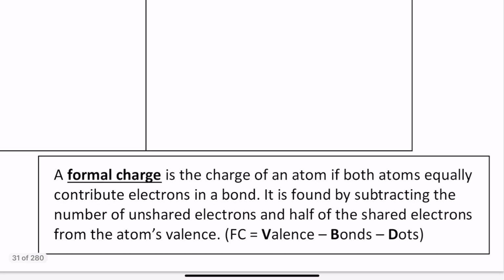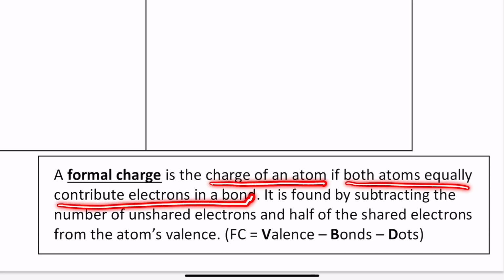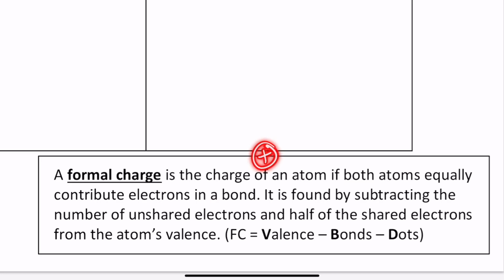We get those by comparing how many valence electrons an atom has with how many unshared electrons and shared electrons it's bringing to the table in a formula. So the formal charge is essentially what charge an atom would have if both the atoms equally contributed electrons when they bond. That's not how we get these structures, but that's what shows us who's more electron poor and who's more electron rich, and that tells us how things react. You can get the formal charge by subtracting how many bonds and dots from an atom's valence.